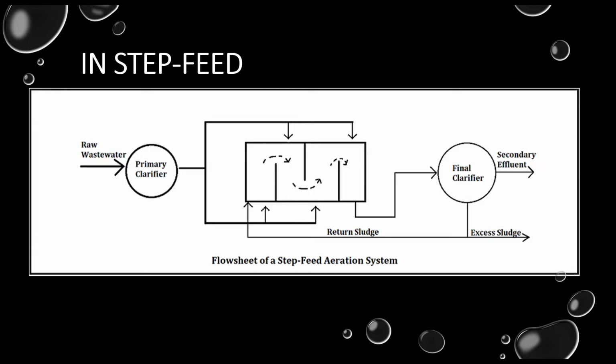The modification is a relatively simple concept. It is implemented by feeding the primary effluent to two or more locations along the flow path of the mixed liquor as it travels from head to the end of the aeration tank. So, in conventional, ito nga, nakita natin na ang primary effluent ay ini-introduce sa ating aeration tank at two or more locations.